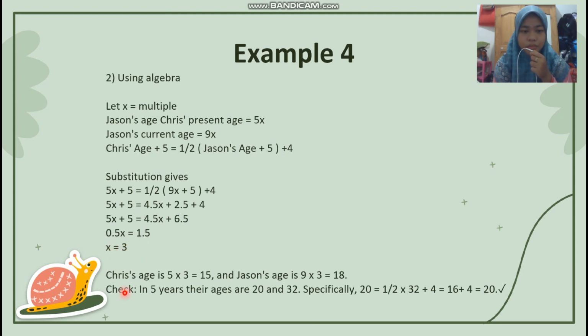And Chris's age is 5 times 3 equals 15, and Jason's age is 9 times 3 equals 27. And we can check, in 5 years their ages are 20 and 32, and specifically 20 equals half times 32 plus 4 equals 16 plus 4 equals 20.